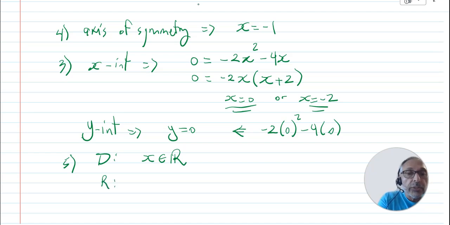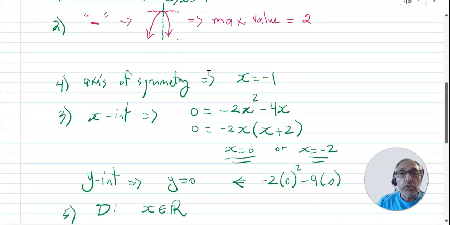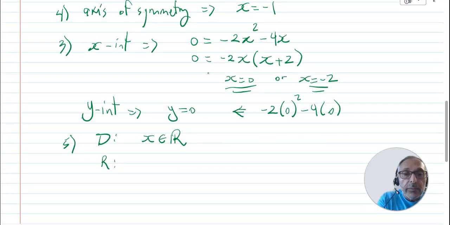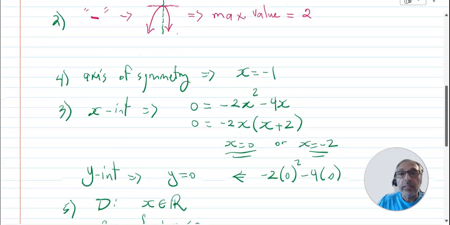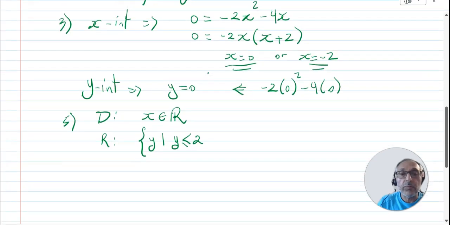But the range has got a maximum, and the maximum value of the range was 2, okay? So the way you write it, I'm going to write it in a proper way. So this would be the proper way to write it as a set. It would be y such that y has to be less than or equal to 2. I just want to double check that I got that right. Yes, I do. The maximum value of y is 2. And then comma, y belongs to all real numbers.